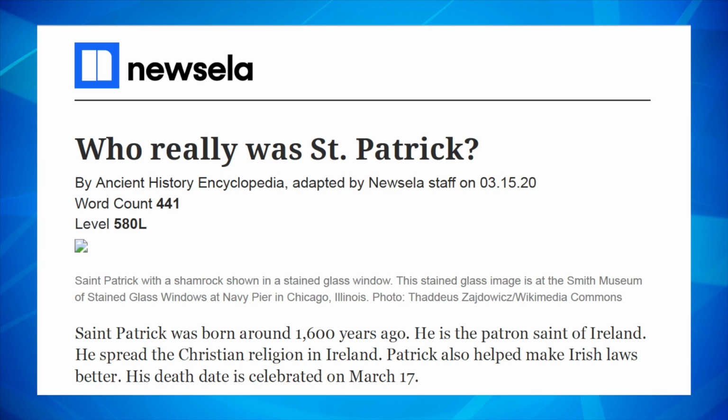Who really was St. Patrick? St. Patrick was born about 1,600 years ago. He is the patron saint of Ireland. He spread the Christian religion in Ireland. Patrick also helped make Irish laws better. His death date is celebrated on March 17.